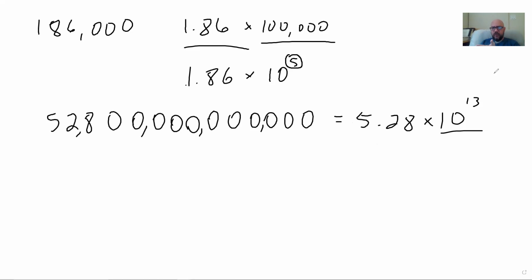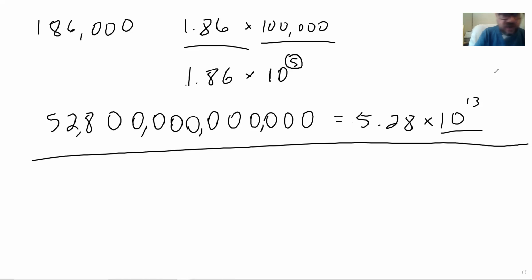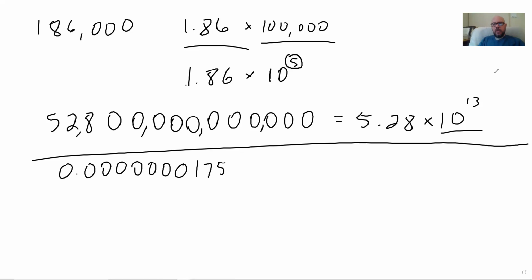Similarly, you can do the same thing for very small numbers, right? Numbers that have a lot of decimal places. 0.00000000175. Let's do that one. Except I want to think of this as 1.75. 1.75 times 10 to, now I want to say how many decimal places we have.